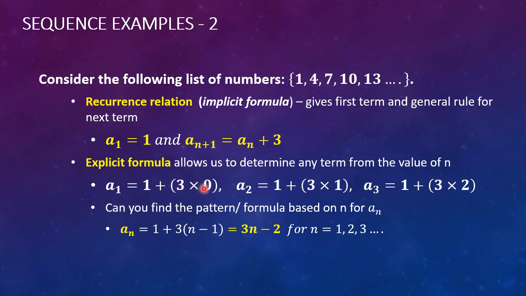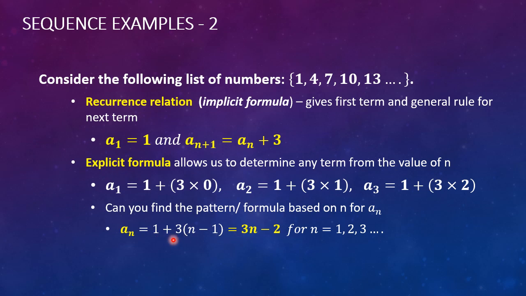Again, when n is 1, n minus 1 is 0. When n is 2, n minus 1 is 1. When n is 3, n minus 1 is 2. So a lot of times with sequences, we're trying to figure out how to create this explicit formula so that we can find any member.